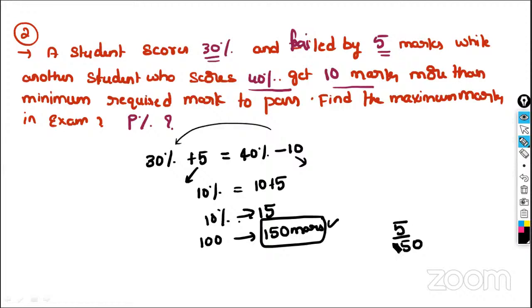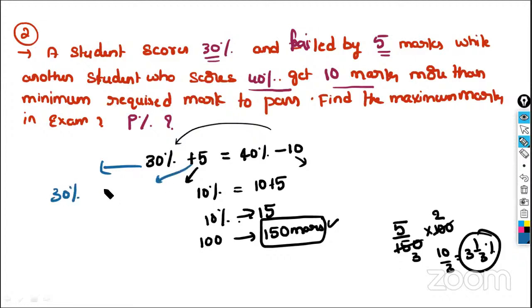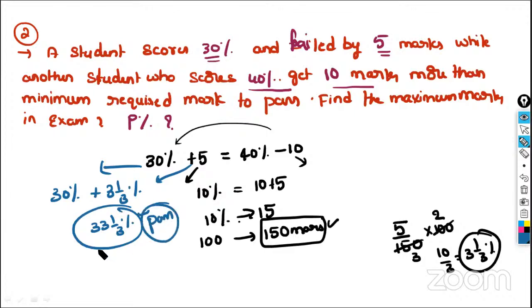Right, clear? Into 100. That means 52s, 53s, right? So 10 by 3, nothing but how much? 3, 1 by 3%, right? So here 30% is already given. I converted that 5 marks into 3, 1 by 3%. That means 33, 1 by 3%. So the pass percentage is how much? 33, 1 by 3%. If he asked for the pass marks, what is the pass marks?